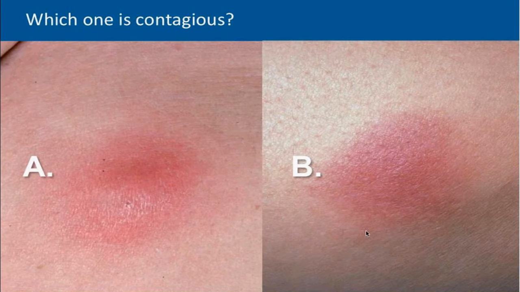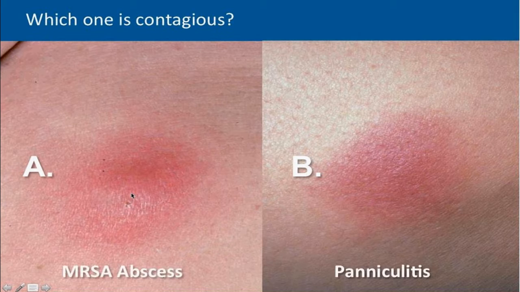Okay, so another quiz: A or B, which of these is contagious? Again, very hard to tell. You can see I'm not taking it easy on you, showing you presentations that look almost identical, but the reason I'm showing you these is that these are really common misdiagnoses. So on the left, you have an MRSA abscess, and on the right, this is a case of panniculitis. So it's really important to know the differential of tender erythematous plaques.